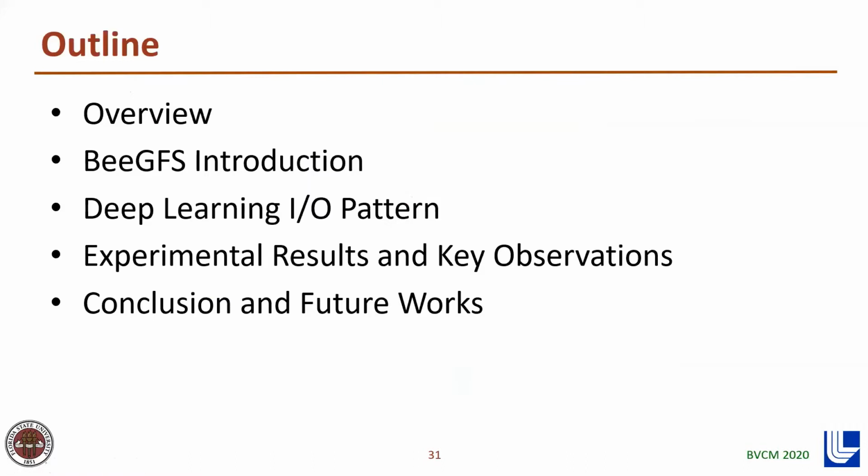Firstly, I'll talk about the motivations and the key contributions of the project in the overview section. Then I'll briefly introduce the BeeGFS architecture as we explored it, and I think most of the people here know much better about it, so it will be a very brief section. Then I'll talk about the deep learning frameworks and the I/O patterns we have explored, and also the benchmarks we have used for generating the experimental results. And then in the next section, we'll talk about the results and the key observations, and finally the conclusion and the future work.